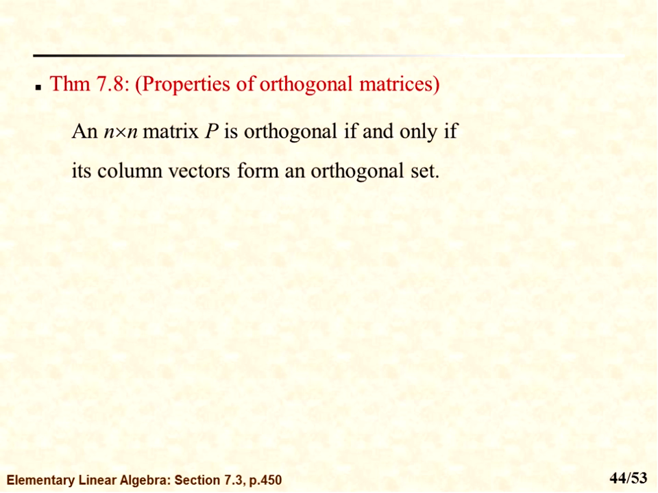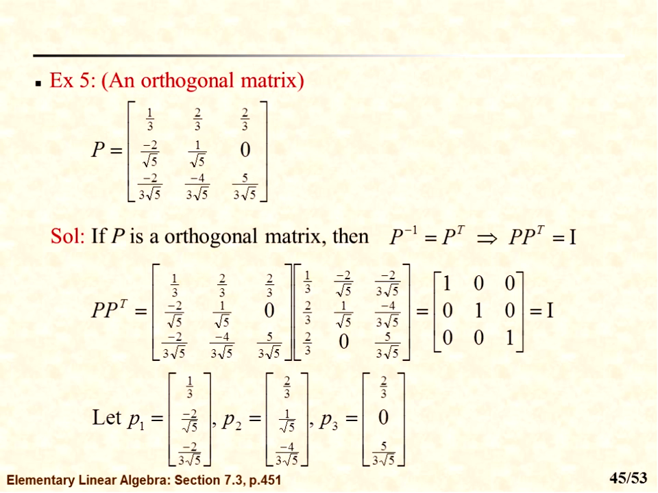So a square matrix P is called orthogonal if it is invertible and P inverse is equal to P transpose.